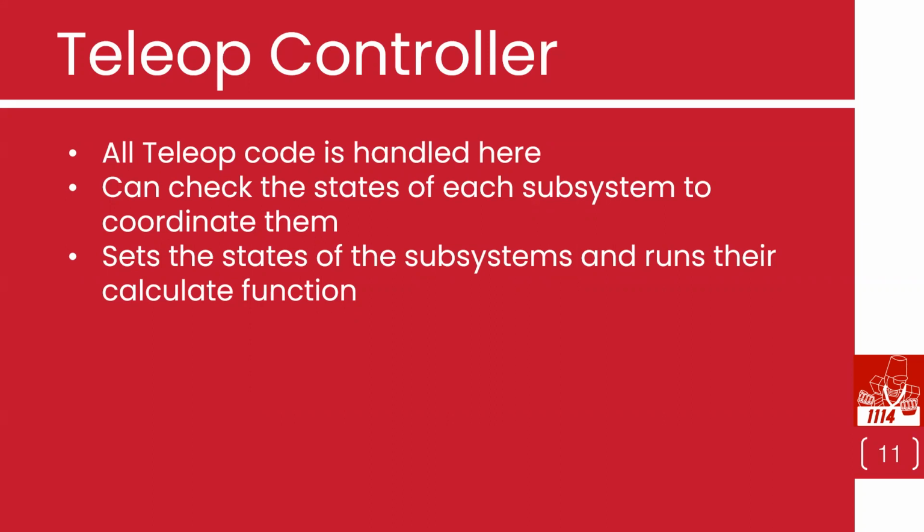Like our 2018 robot, originally the elevator and the intake had to be coordinated, and the intake could only be in certain positions if the elevator was in certain positions. So having this one class that handles all of the teleop subsystems in one place, you can avoid having them being in the wrong spot. 254 does a similar thing like this as well.